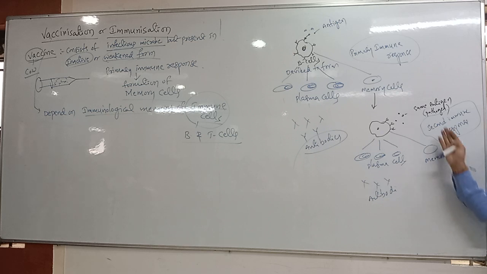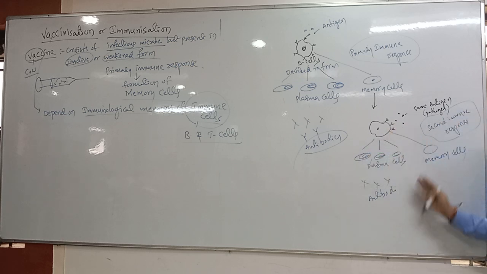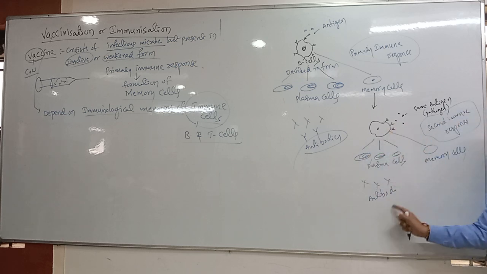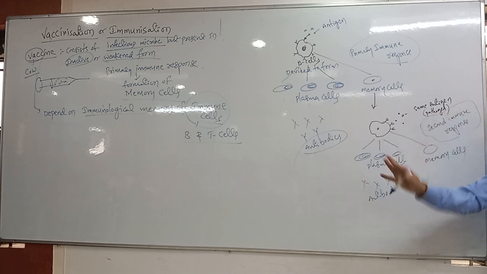So that's why, even the second time or third time the same pathogen enters, the same phenomenon happens again and they can destroy it. The antibodies catch the antigen and destroy it. This is the story of vaccination.